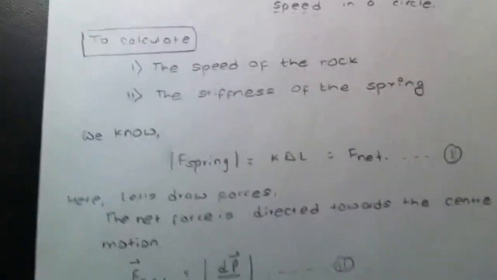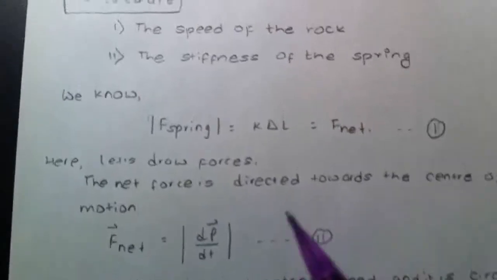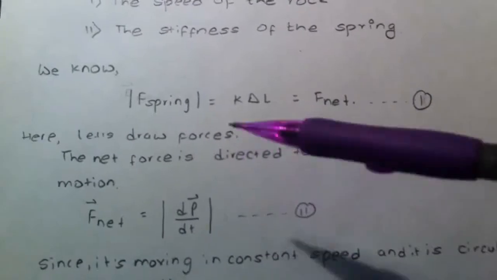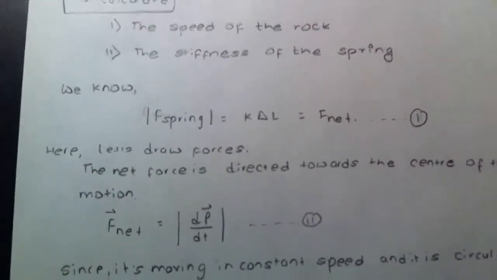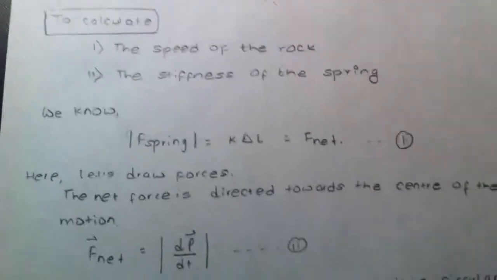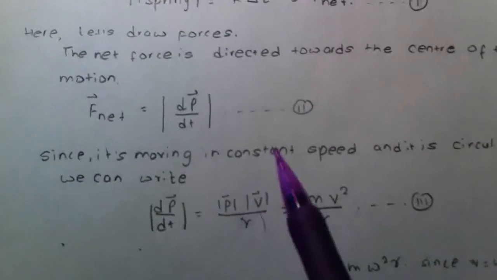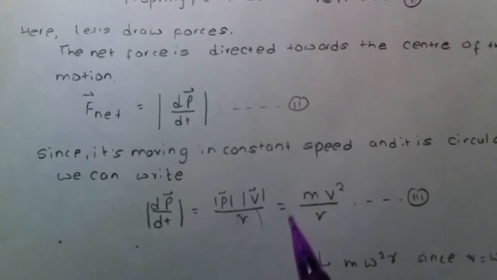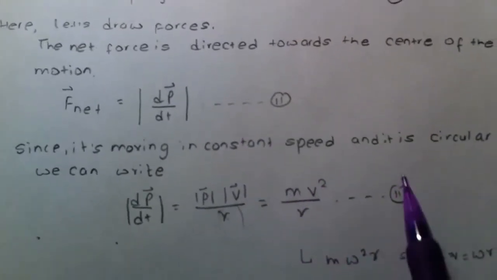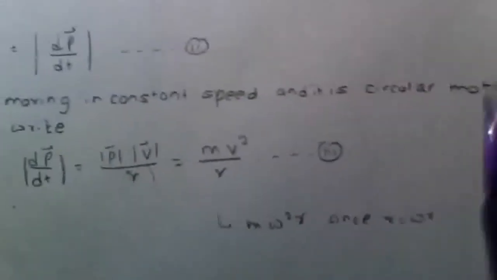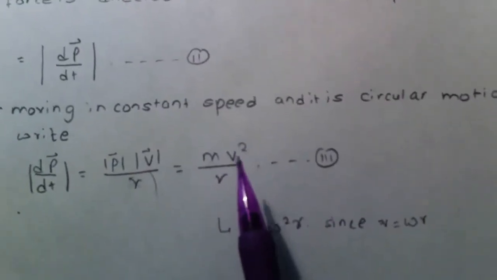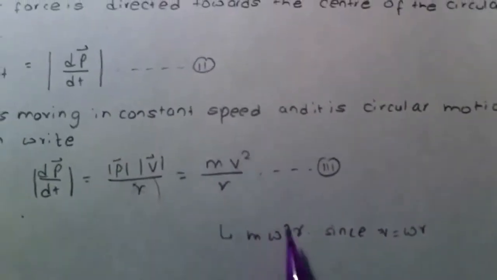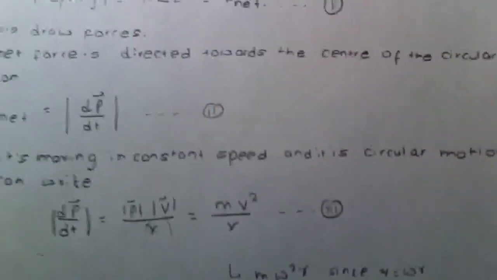Now, let's draw the forces on the object going around. The net force is directed towards the center, and it's given by F net equals dP over dt. Since this is an object going in a circular motion, we can write dP over dt as P V over R. Since P is m times V, we can further derive this as m v squared over R. Let's name this equation 3. And just for extra information, if angular velocity was given instead of the linear velocity, we could have written this as m omega squared r because v equals omega r.